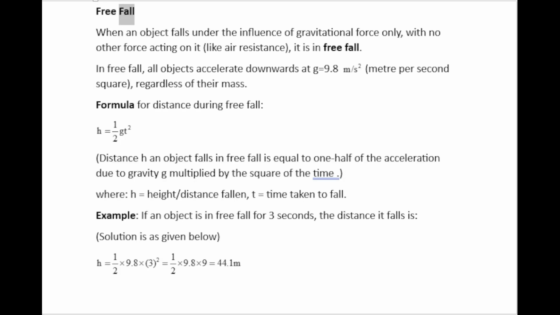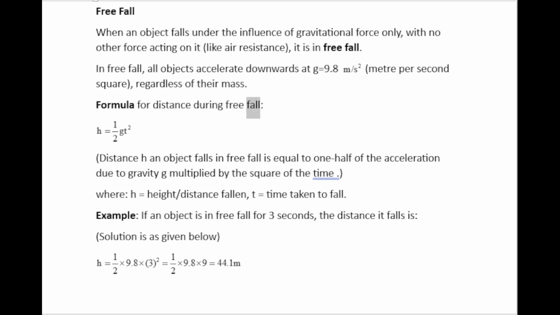Free fall. When an object falls under the influence of gravitational force only, with no other force acting on it, like air resistance, it is in free fall. In free fall, all objects accelerate downwards at g is equal to 9.8 meter per second square, regardless of their mass.